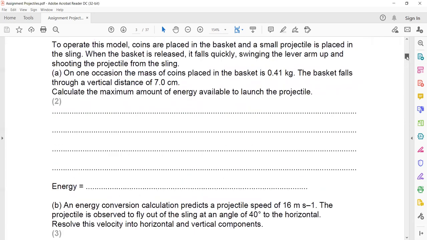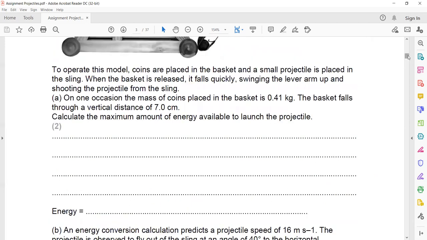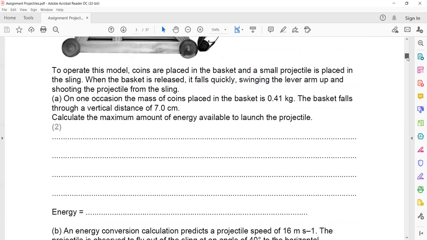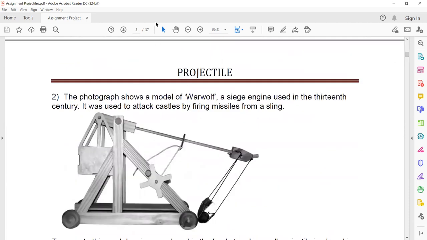So in the question, to operate this model, a coin is placed in the basket and a small projectile is placed in the sling. So we place the coin in the basket, because basically when we place an object here, this will move downward so that this will be released. The potential energy will change into kinetic energy. As this basket comes down, the sling will release this missile and it will have kinetic energy. So the change in potential energy of the coin is equal to the gain in kinetic energy of the sling or the missile.